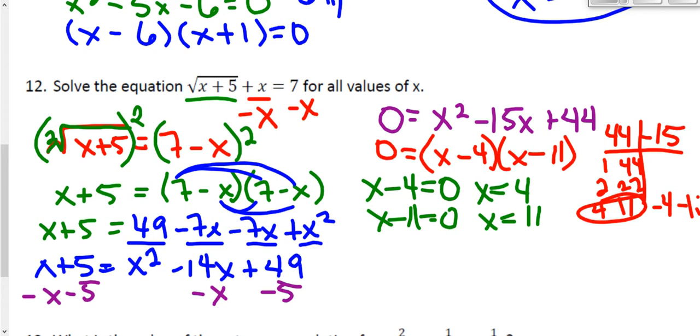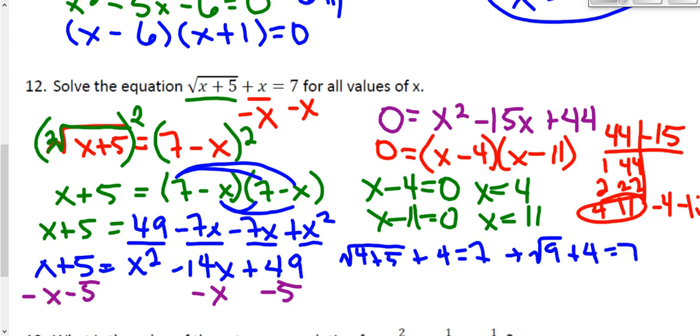So I'm going to plug them back into the original to see which one works. So the square root of 4 plus 5, plus 4, should equal 7. So the square root of 9 plus 4 should equal 7. And that's 3 plus 4, so that does work. 3 plus 4 does equal 7. Let's check the next one.